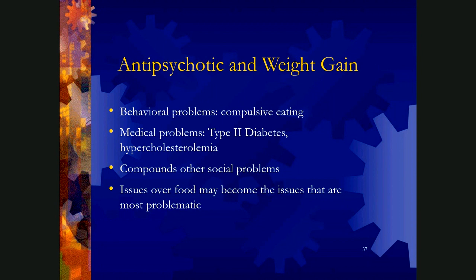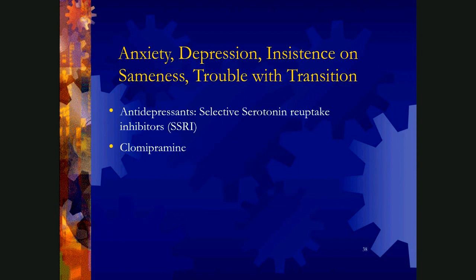And there are interventions that we could use. So for the target symptoms of anxiety, depression, insistence on sameness, trouble with transitioning, for those, we use mostly SSRIs, the serotonin selective reuptake inhibitors. And we talked about how they can work in the brain. And the other one is clomipramine.